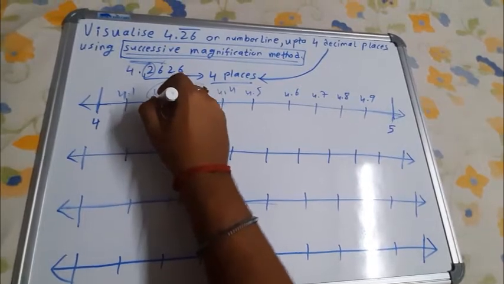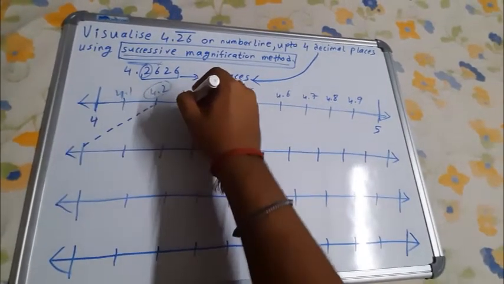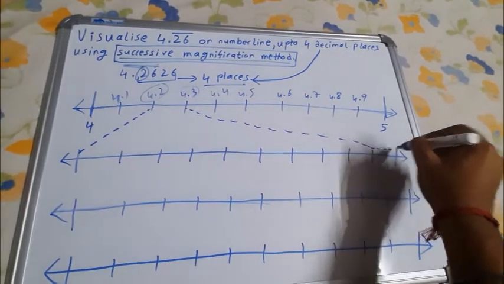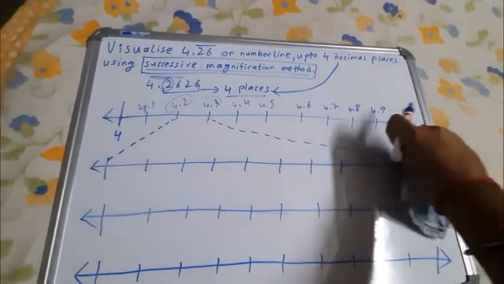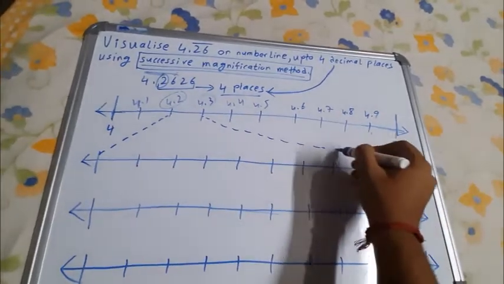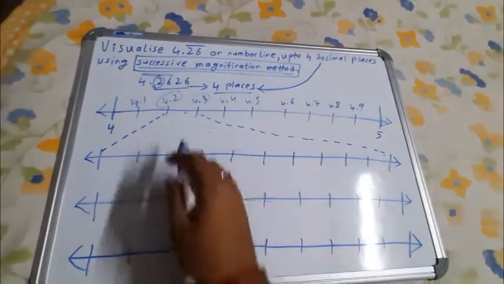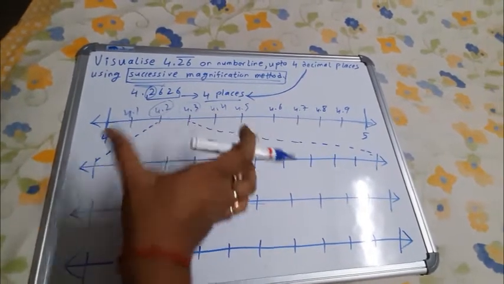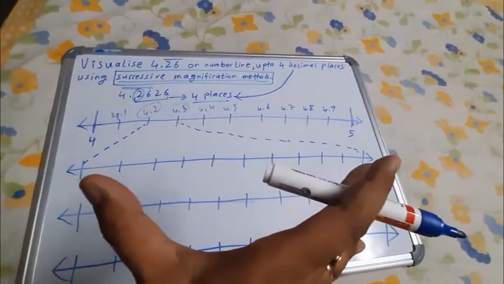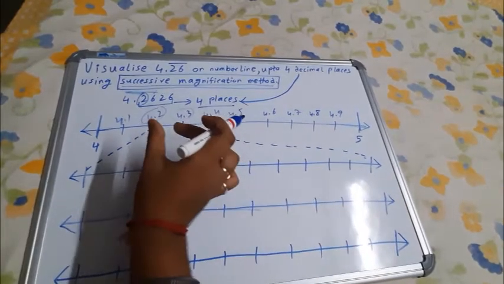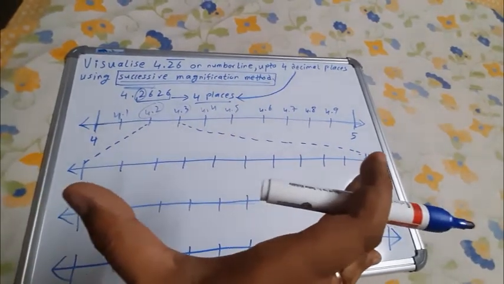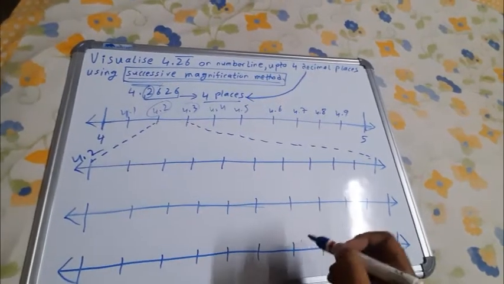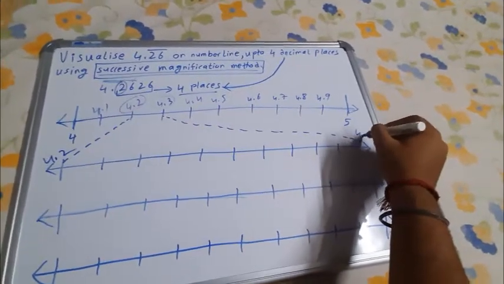What we'll do is, using successive magnification, we will make this a dotted line and magnify this portion like that. Understood? This small portion we are just magnifying. That's why the method is known as successive magnification. This small portion I am magnifying into this large portion. So this end point will now be 4.2, and the other end point will now be 4.3.